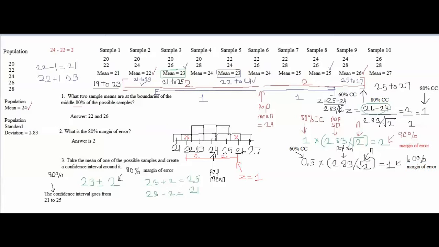We have a formula now where we can actually calculate the margin of error that we want to calculate. So it's another way of getting these same numbers other than just finding the distance from the population mean to the boundary points like we did at the beginning of the video.